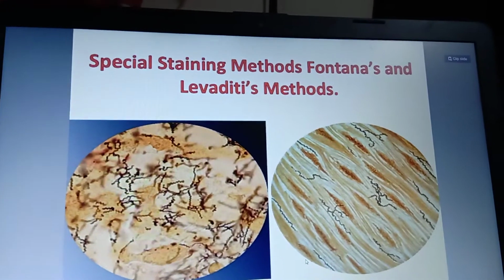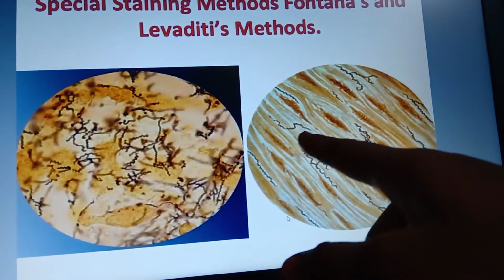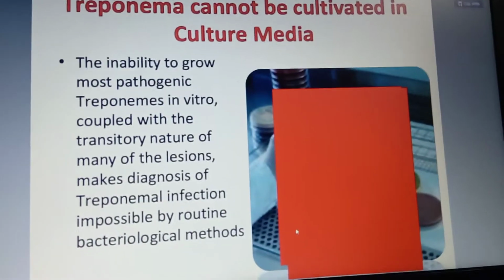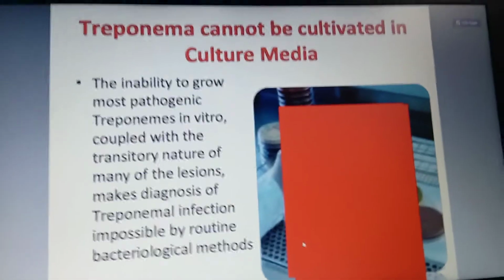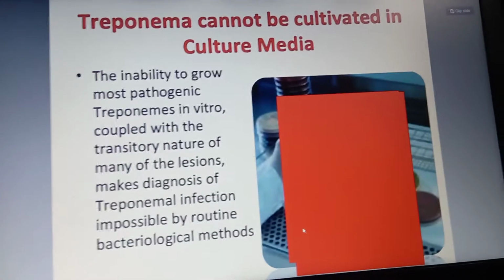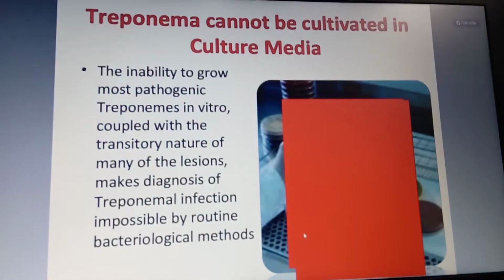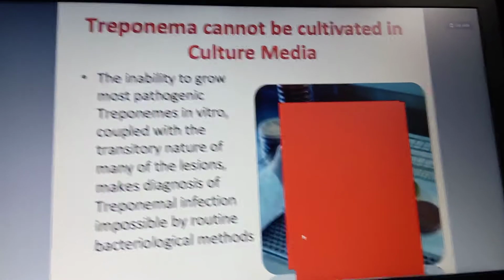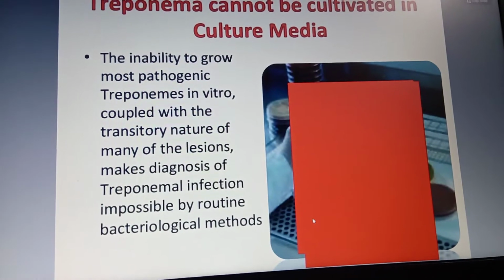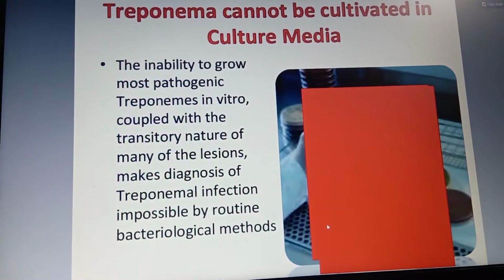Okay, so under staining, when they do the staining process, this is how the structure looks. And Treponema cannot be cultivated in a culture media. They can only see it in staining, but in the culture media they cannot grow it. Why? Because it is a transmission of infection only, so it is not possible to make a culture media for diagnosis. It does not have any growth process, it is only transmission and lesion formation.